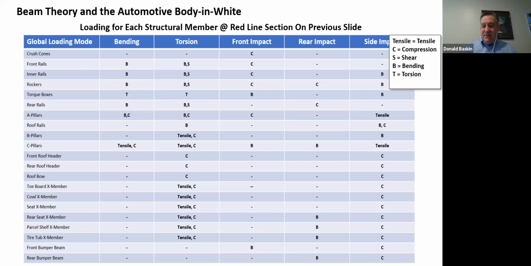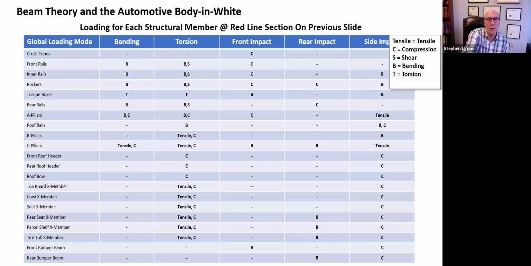Any questions, guys? We've got a couple more minutes here, so we'll keep going, but any questions before I move on? Can I ask you, what do the dashes mean? If it doesn't have compression, shear, bending, or torsion symbols, what does that mean? It means that they're not very heavily loaded under that particular global loading scenario. Okay, so I get it.